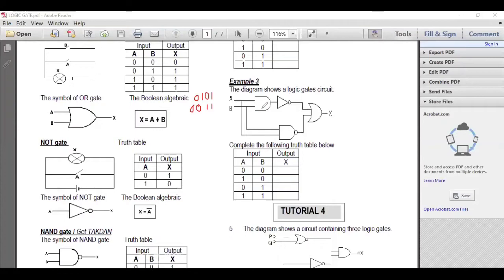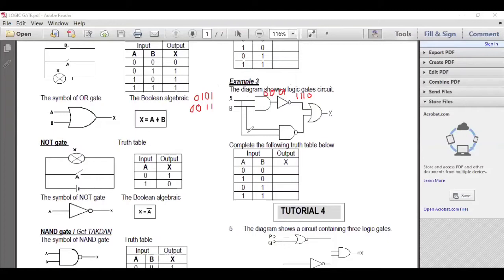So this is an AND gate, so you have to multiply. 0 times 0 is 0, 1 times 0 is 0, 0 times 1 is 0, 1 times 1 is 1. And then you inverse, so it becomes 1, 1, 1, 0.